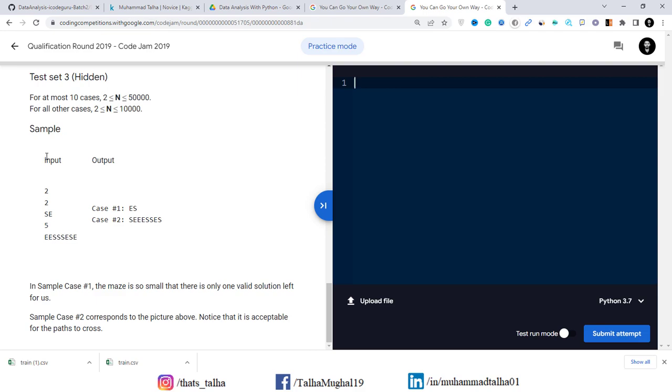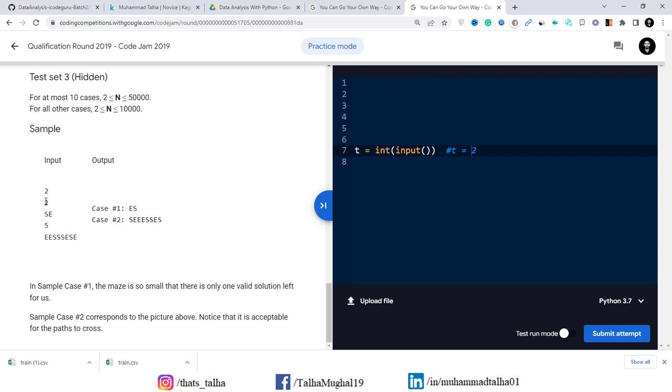First of all we have to read this input. For that I will write a variable t, for test cases, and take the input. But we know that input is always returned as a string, and in the test cases we have an integer here, so we have to convert it into an integer. For that we can use the int function. Now we have t, which in this case is 2, so I'll write in a comment that t is equal to 2.